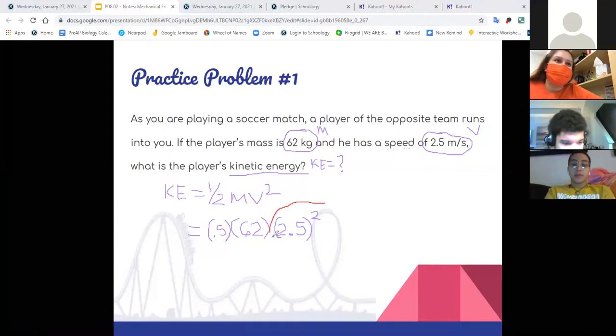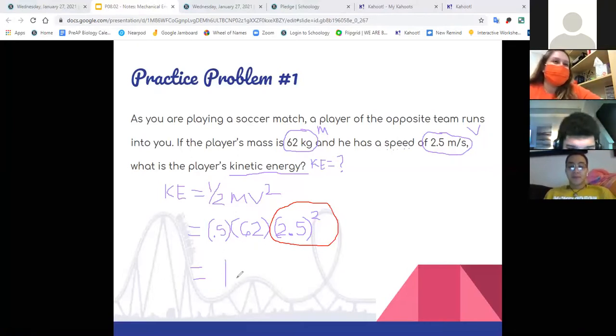Yes. Okay, so again, I just want to point out only velocity is squared. You're not going to square anything else. Don't square mass. Don't square the half. Just square velocity, because I don't want you to mess up on anything. So when you're typing all that in your calculator, you should get somewhere around 193.75. And then your unit for kinetic energy is joules.